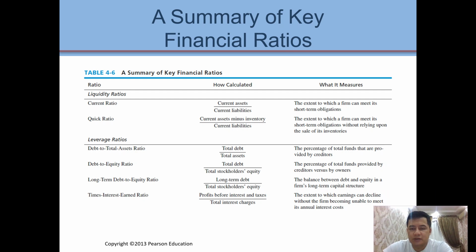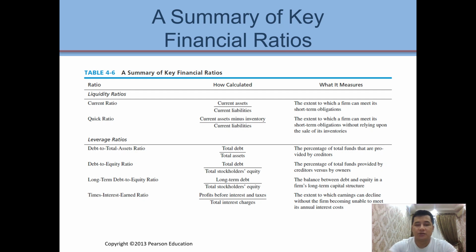In the liquidity ratios, you can see the current ratio and how it's calculated. Current ratio is the current assets of a firm divided by current liabilities. It measures the extent to which a firm can meet its short-term obligations or not. And the quick ratio is current assets minus inventory divided by current liabilities, the extent to which a firm can meet its short-term obligations without relying upon the sale of its inventories.